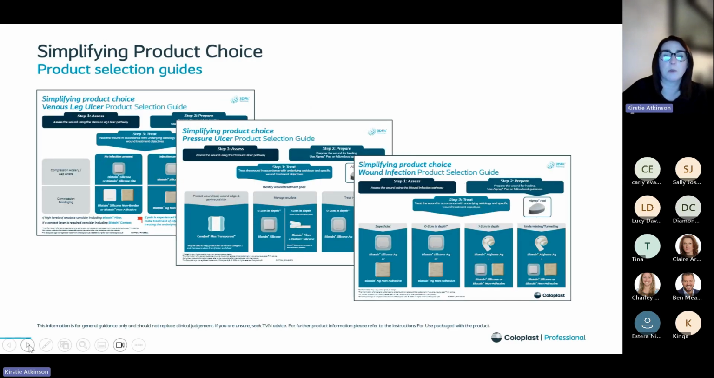And on the back of them, we also offer product selection guides where you can simplify your product choice. So you can follow the pathways, and then the results will give you what products would fit best for you to have that simplified approach, where maybe you can just use 1, 2, or maybe even just the 3 dressings if it is over 2 centimeters deep, where you would need a filler.